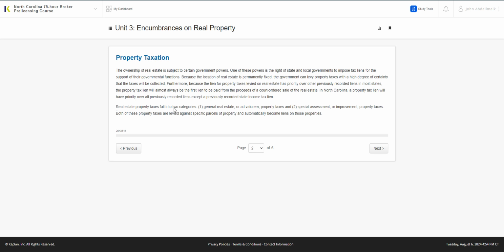Real estate property taxes fall into two categories, right? So you have your general real estate, and then your special assessment.